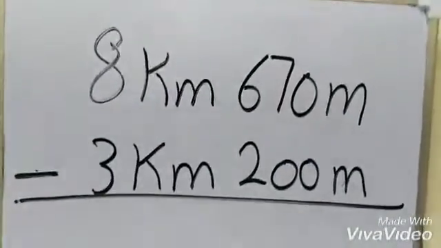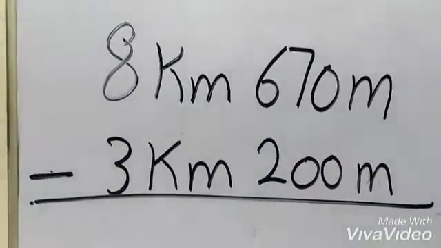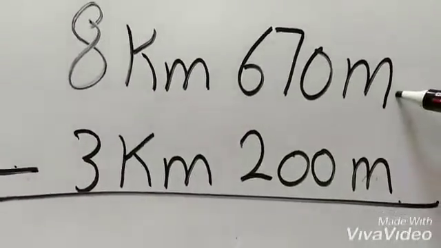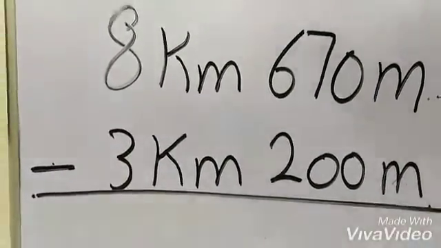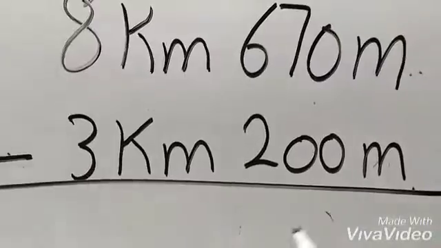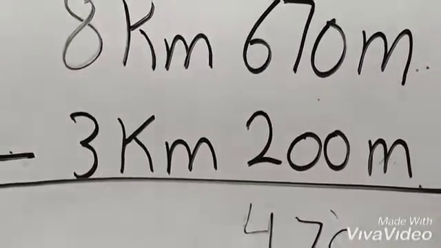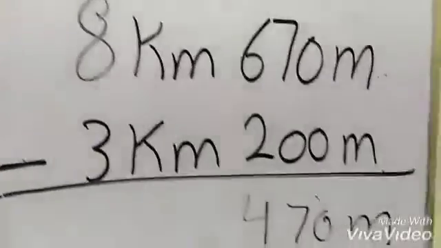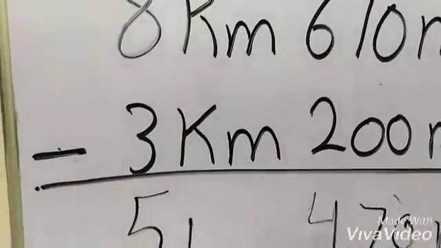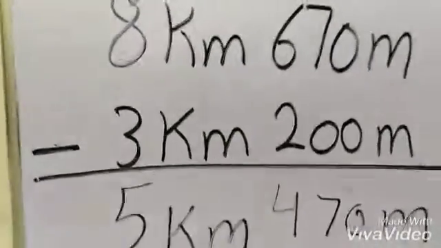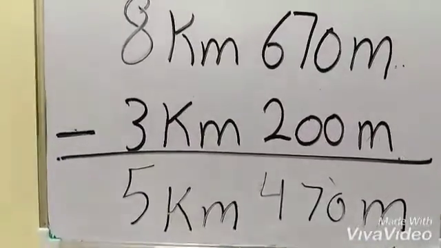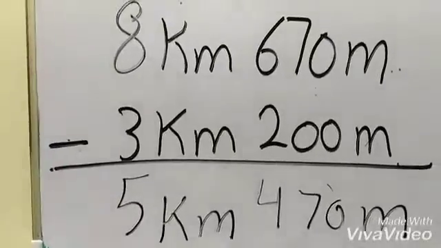So 8 kilometers, 670 meters minus 3 kilometers, 200 meters. We must do minus for the meters first, then we do minus for the kilometers. So 670 meters minus 200 meters equals 470 meters. In the second step, 8 kilometers minus 3 kilometers equals 5 kilometers. So the distance between the house and the grandmother's house is 5 kilometers and 470 meters.